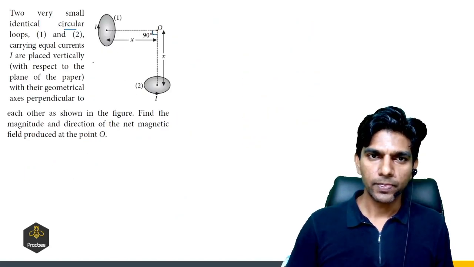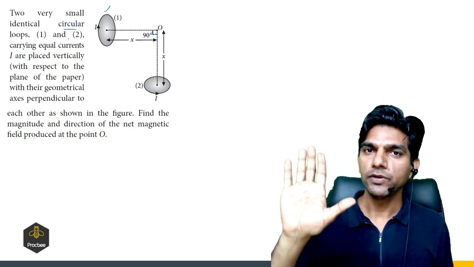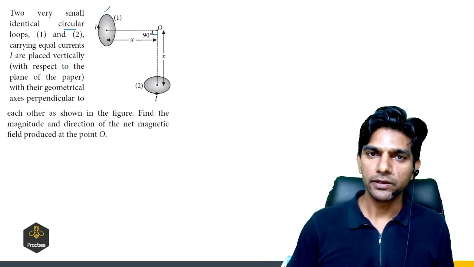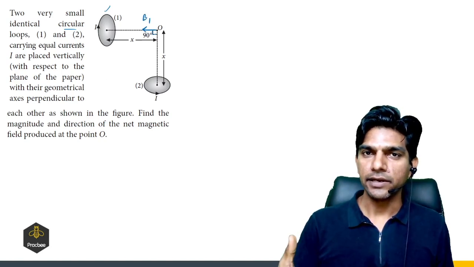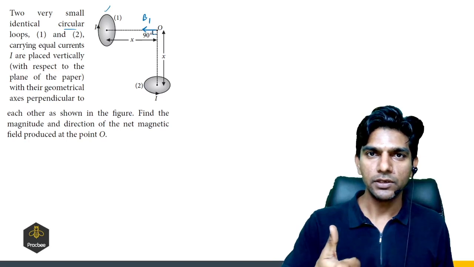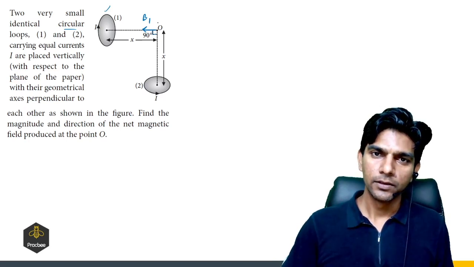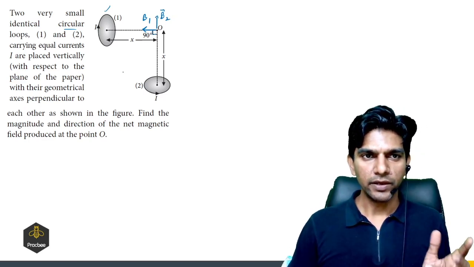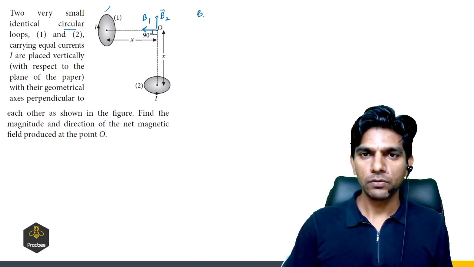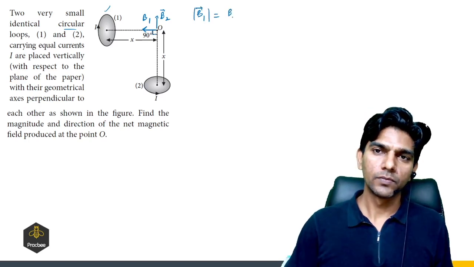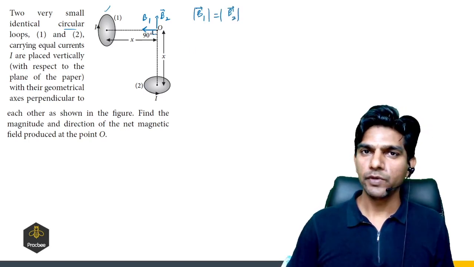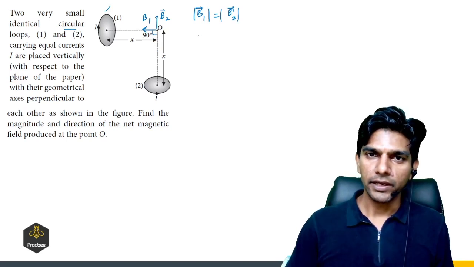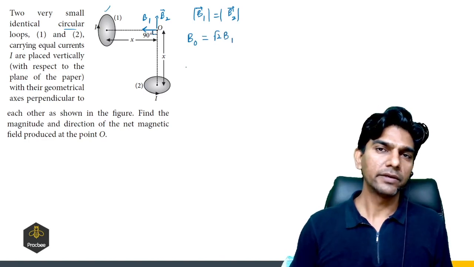So in this case, for this coil, if I curl my fingers like this, the magnetic field is pointing in the left direction at O. So this is B1. And for the second coil, if I curl my fingers in the direction of the current, the thumb is pointing in the upward direction. So this is B2. By symmetry, we have two identical coils, so the magnitudes of B1 and B2 will be the same. If their magnitudes are the same and the two vectors are perpendicular to each other, then the resultant B at O will be root 2 times B1. We can write it like this.